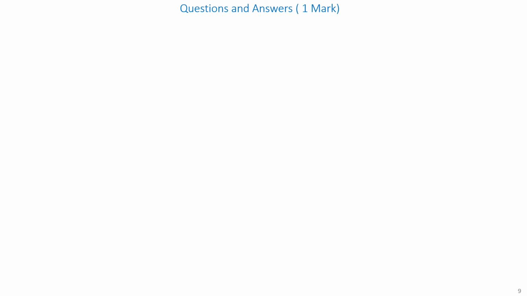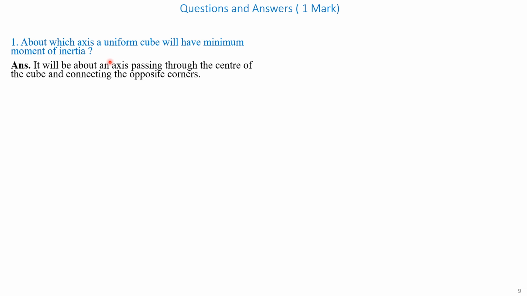Now we will take up some model questions and answers of 1 mark. Question number 1. About which axis will a uniform cube have minimum moment of inertia? Answer. The minimum moment of inertia will be about an axis passing through the center of the cube and connecting the opposite corners.